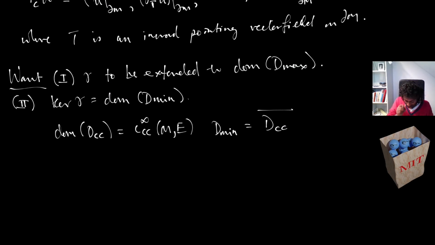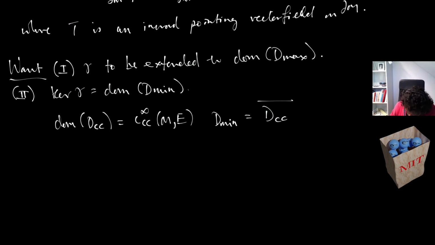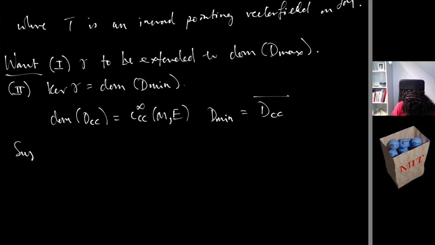So once we have 1 and 2, what we have is the following, right? So suppose I should say extended to DOM D max as a bounded surjection, right? As a bounded, well, okay. Let me not say that, because that's a bit more of a subtle statement. Okay, so suppose 1 and 2 hold.